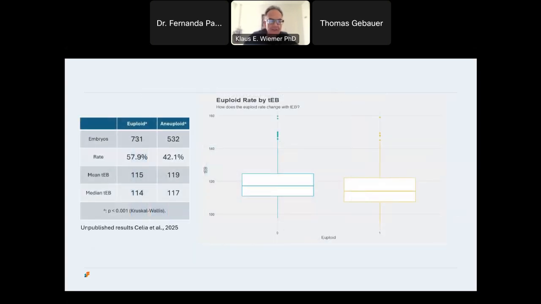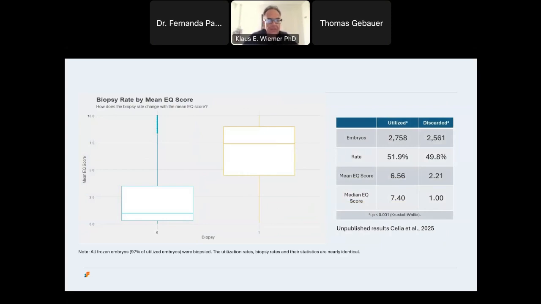If we also then look at very specific embryo quality scores, we can see that in this study here we had almost a 58% ploidy rate when the mean time for expanded blastocyst was 115 hours. But when we went outside of that critical time period of 115 hours, we see that the aneuploidy rate jumped up quite a bit. So we can see that embryos that fall outside of critical time periods, this is very reflective of their ploidy status.